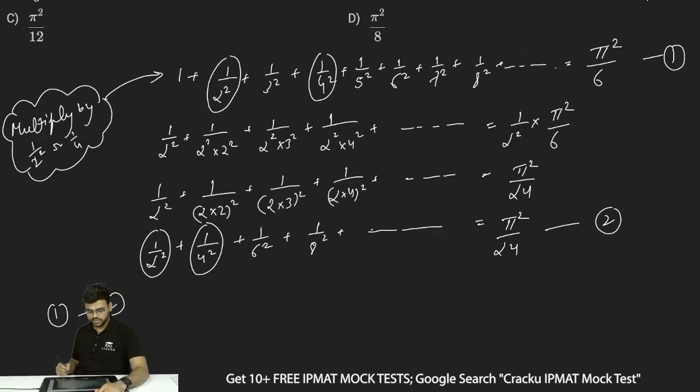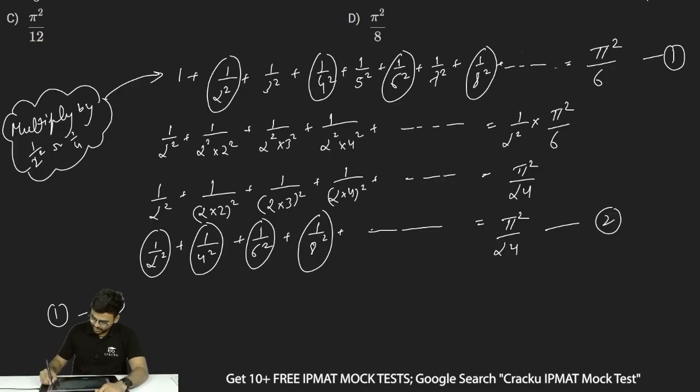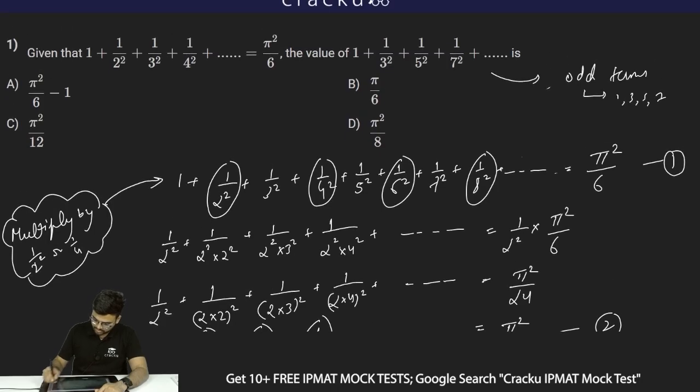So these terms will be cancelled out as well. Then we have 1 by 6 square and 1 by 6 square. This will be cancelled out as well. Then we have 1 by 8 square in the first equation and 1 by 8 square in the second equation, so that will be cancelled out as well. So what is happening is basically the even terms, that is 2, 4, 6 and 8, are being eliminated. And if you see, what we need in the question is basically all the odd terms 1, 3, 5, 7.